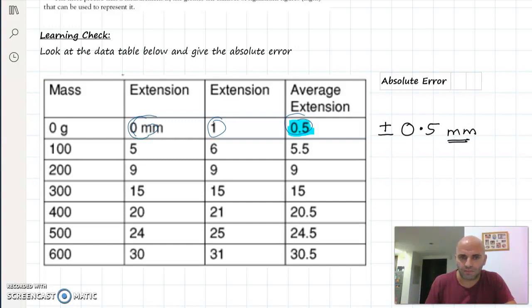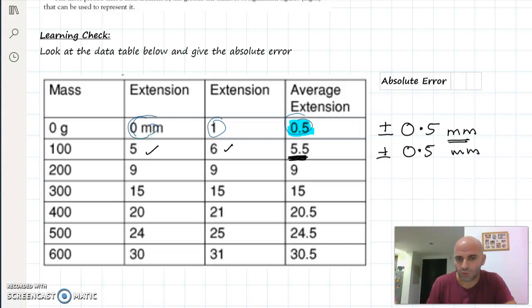Okay. So notice the unit comes in here, and we use this plus or minus symbol as well. If we look at the next one, we've got an extension of 5 millimeters, and then we've got an extension of 6 millimeters. Our average is 5.5 millimeters. And again, if you look at where the average is, we've got 0.5 millimeters away. This one is 0.5 millimeters away, and this one is also 0.5 millimeters away. So again, you've got plus or minus 0.5 millimeters, which is what's called the absolute error.